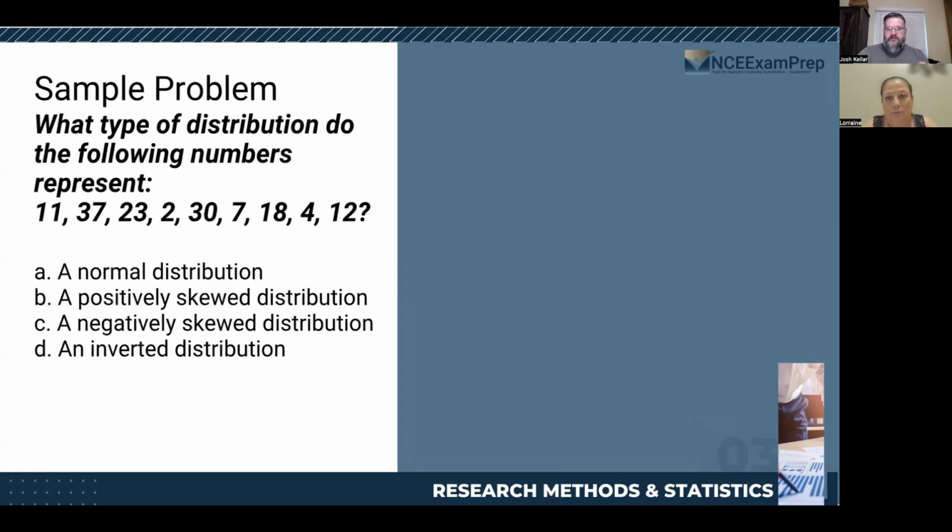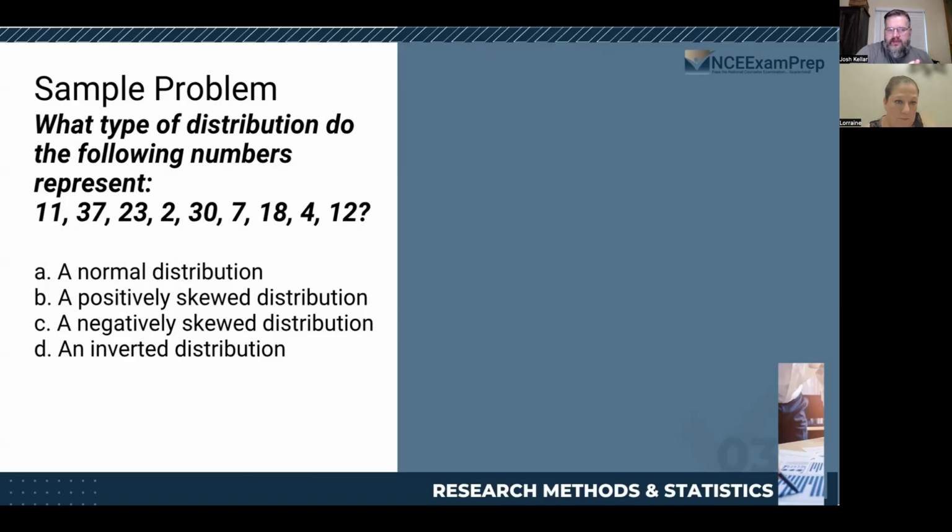Okay, let's do another one. What type of distribution do the following numbers represent? 11, 37, 23, 2, 37, 18, 4, and 12. Okay, what's it asking us to do? Let's think first about the question. What is the question asking us to do? How the numbers are aligned?